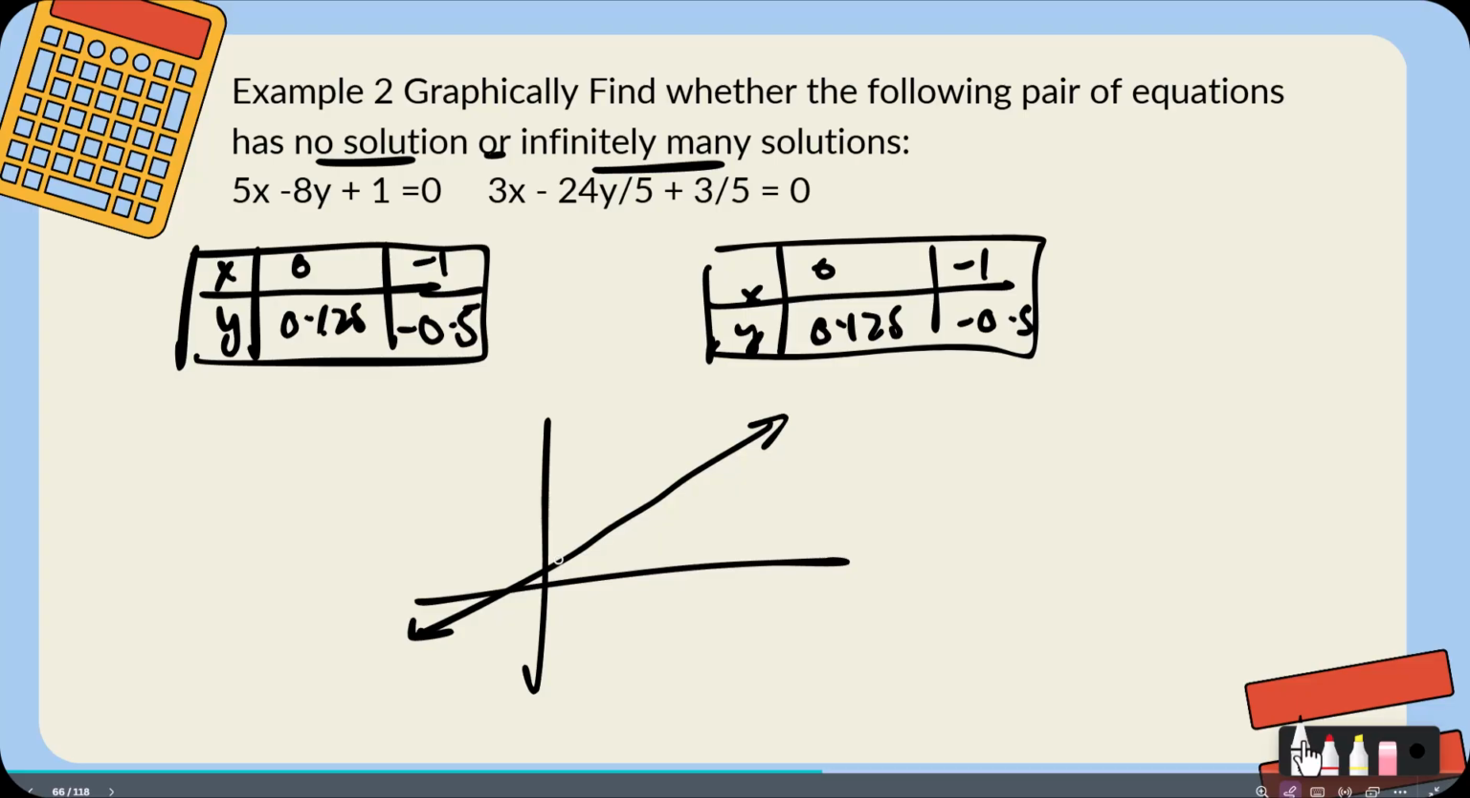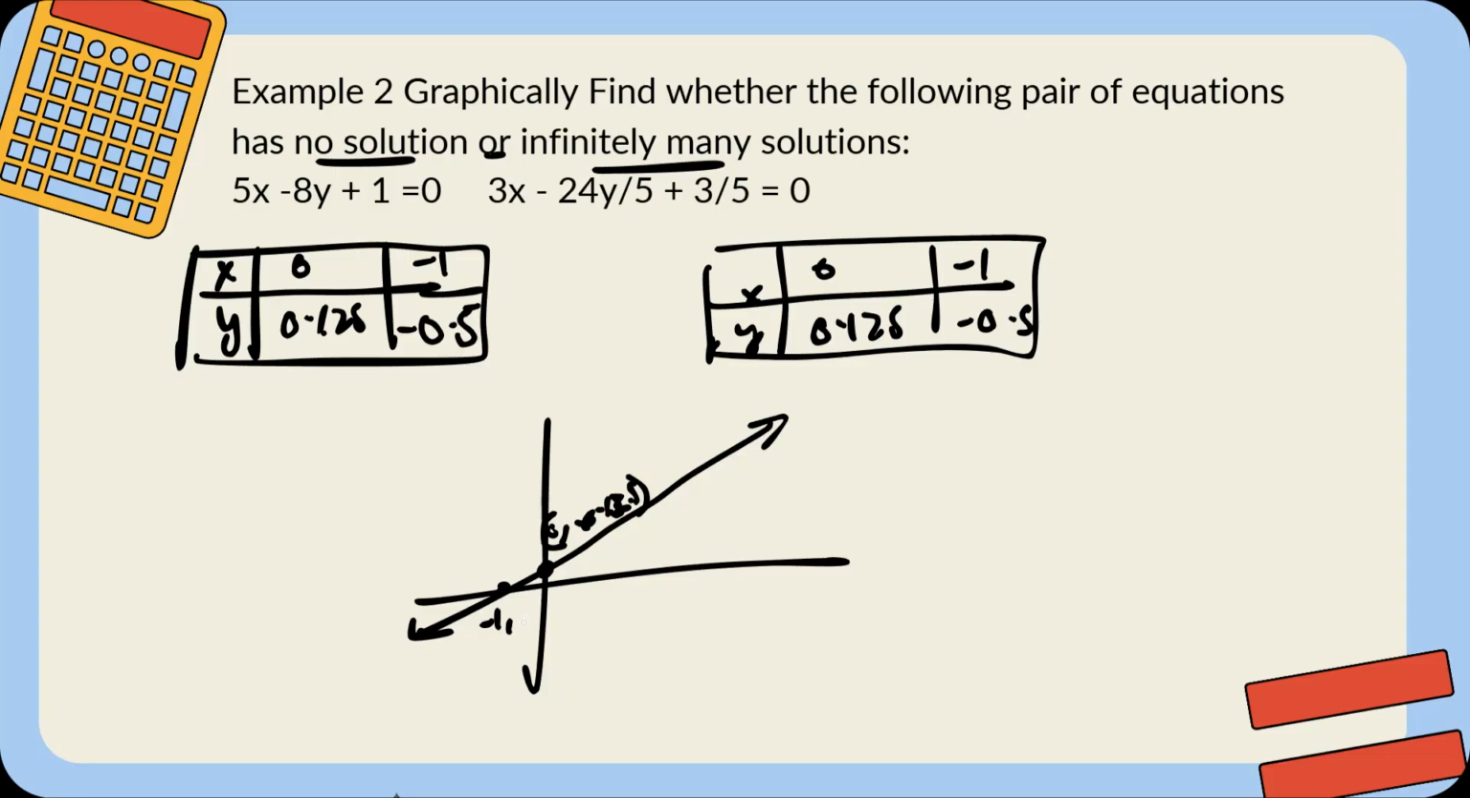So these were the points. We have 0, 0, 0.125, somewhere here, this point. So similarly, we have this point as well, minus 1, 0.5, like that you can find out. So it'll be somewhere here. The point will be somewhere here, minus 1, 0.125, like that. Okay, so that's how you do it.